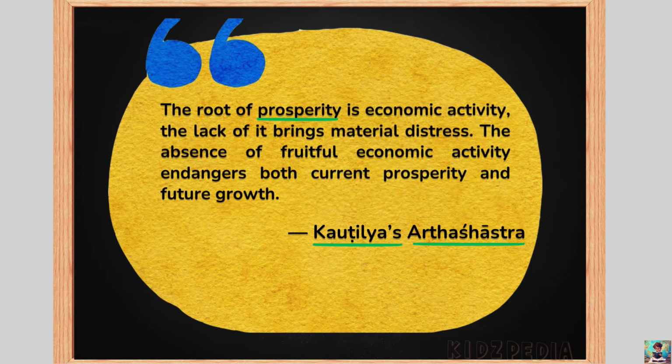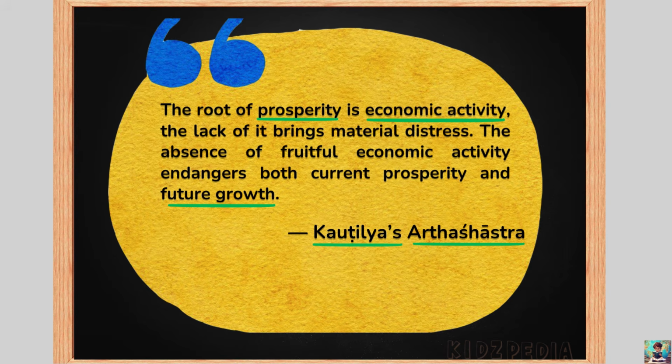Prosperity means being happy, healthy, and having enough money and resources. Economic activity means all the work people do to earn and produce things like farming, trading, making goods, or providing services. So Kautilya is saying that a country becomes rich and happy only when its people are working and doing productive things. If people stop working or there is no trade or farming, then the country will face poverty and suffering. He also says that if we don't keep working hard today, our future will also suffer because growth depends on the work we do now.